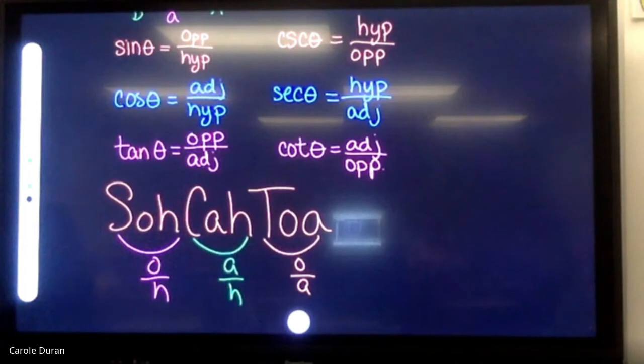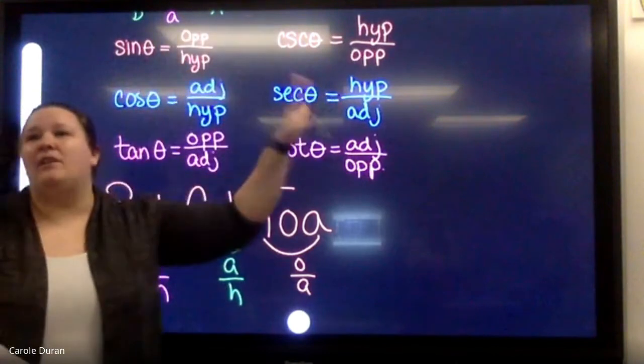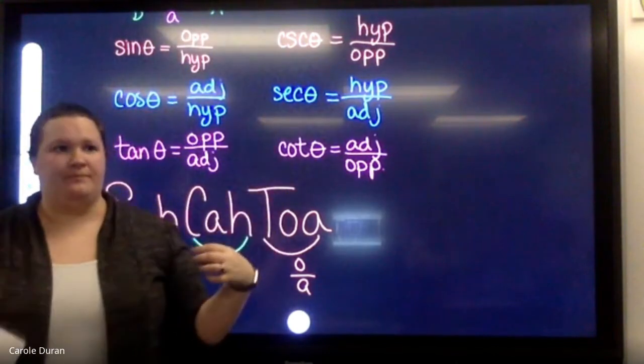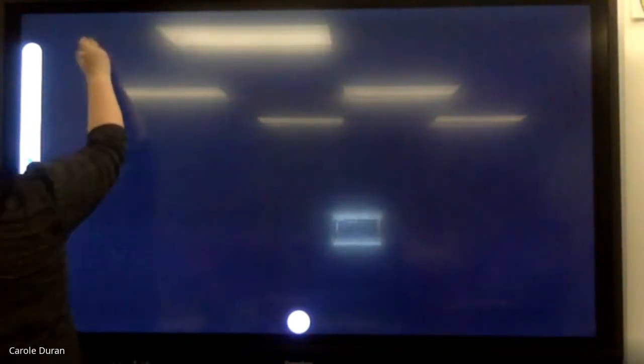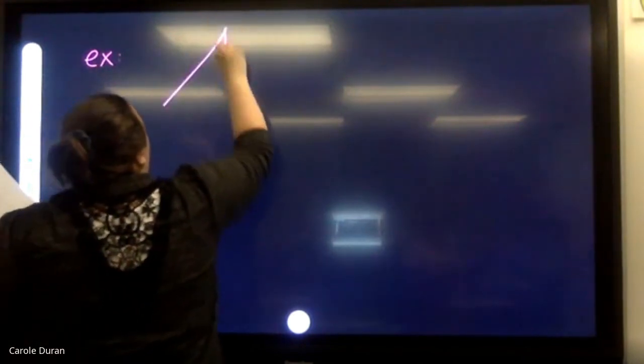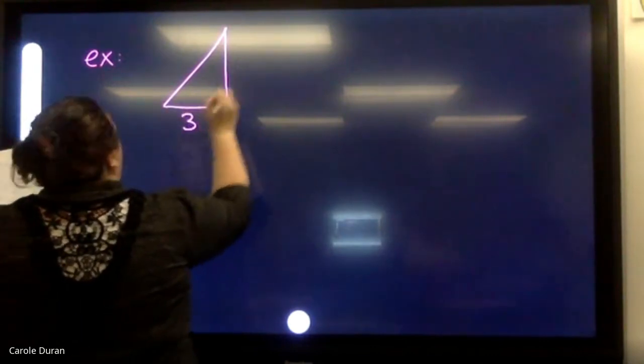So now what we're going to do is we're actually going to practice using these relationships to find trig values for specific angles. Okay? So I'm actually going to put numbers with it now. Let's say for our first example that we have this wonderful, beautiful right triangle.